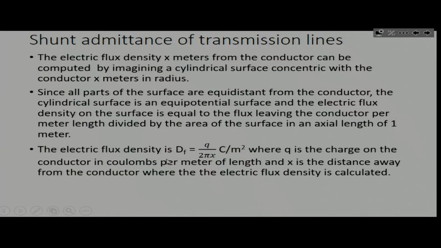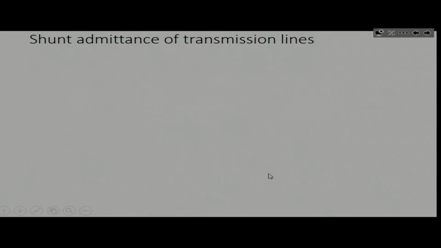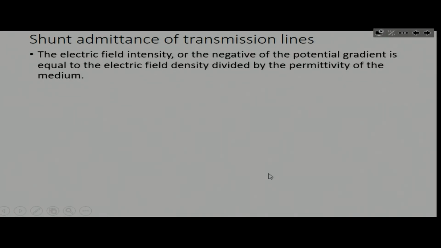So the electric flux density is D_F, and that is Q divided by 2 pi x, coulombs per meter, where Q is the charge on the conductor in coulombs per meter, and x is the distance away from the conductor where the electric flux density is calculated. You remember this stuff from S1, Engineering 1? Probably too long ago. The electric field intensity, or the negative of the potential gradient, is equal to the electric flux density divided by the permittivity of the medium. E is equal to Q over 2 pi xk.